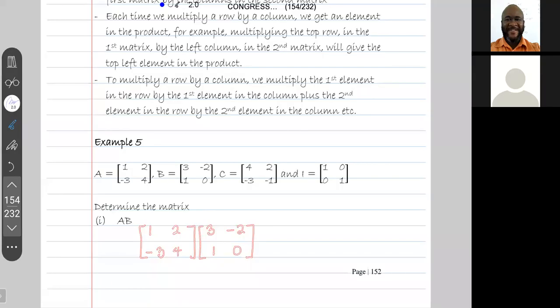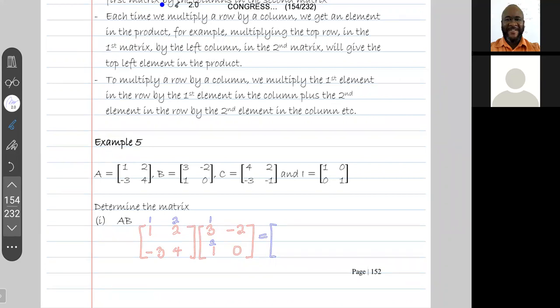All right, so now we're going to multiply the matrix A by the matrix B. Guys, whenever we're multiplying two matrices, we multiply the rows of the first matrix by the columns in the second matrix. So here's how we do this. We multiply the first element in the row by the first element in the column, the second element in the row by the second element in the column. So now I'm going to multiply the top row by the left column. If I multiply the top row by the left column, I'm going to get the top left element in the answer.